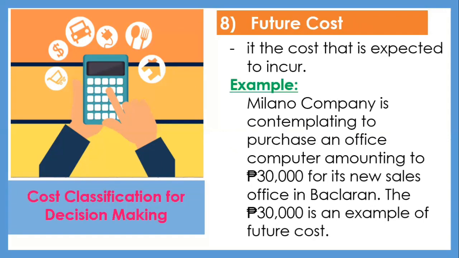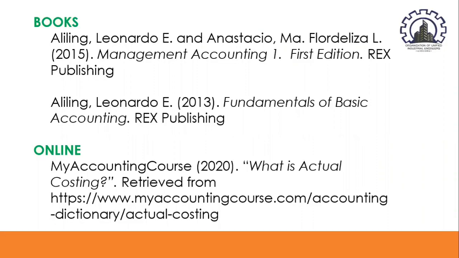And finally, we have future cost. If we say future cost, this is the cost that is expected to be incurred. For example, Milano Company is contemplating to purchase an office computer amounting to 30,000 pesos for its new sales office in Baclaran. The 30,000 pesos is an example of a future cost.